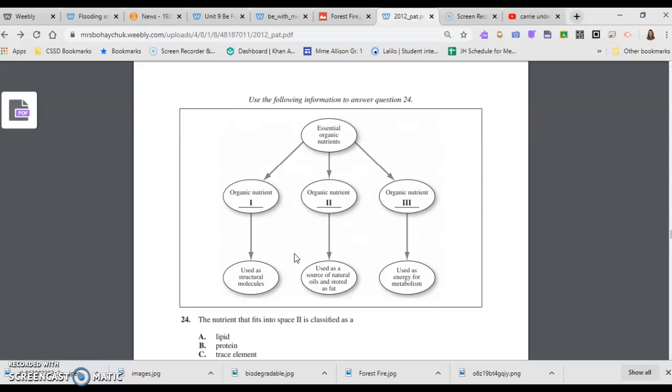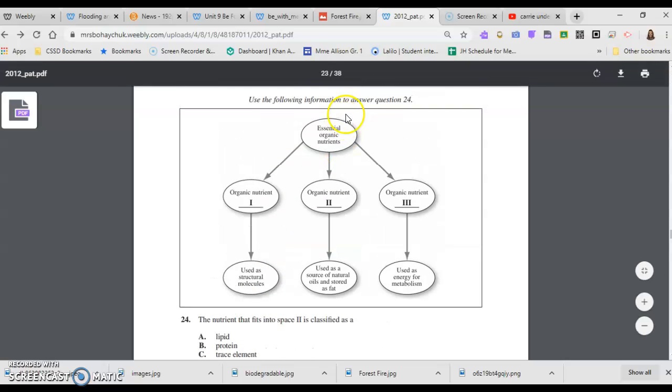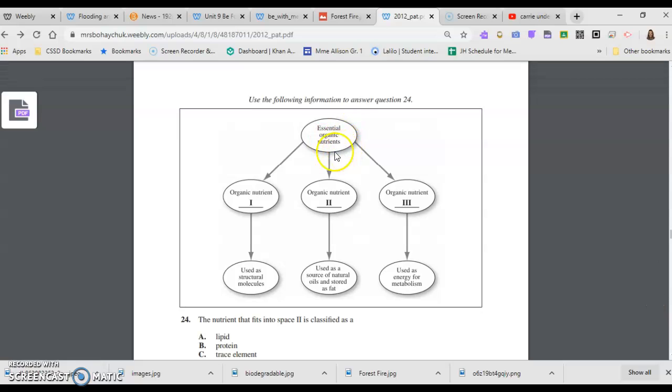Number 24, it has something about lipids, proteins, trace elements, and macronutrients. So let's take a look at our chart. Okay, this bubble has essential organic nutrients. Okay, so everything we need to eat and survive. This is making me think of section 1.3. Organic nutrients, 1, 2, and 3.